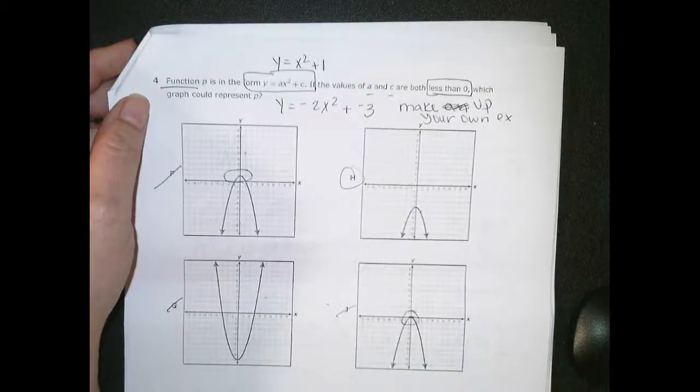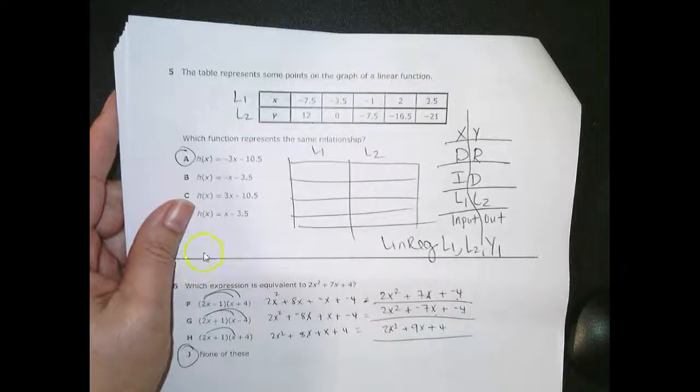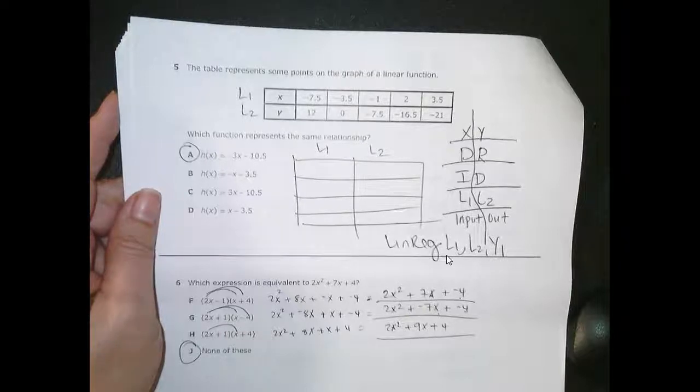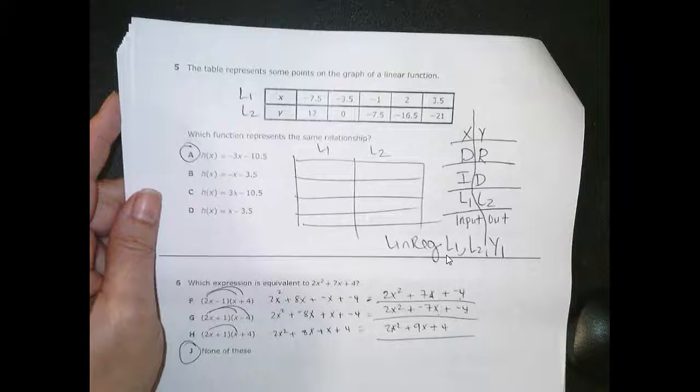One left. Question 5, there's a table there. It is linear because right there it says linear. So you put that in L1, you put that in L2, and you do LinReg, L1, L2, Y1. Don't forget the commas. If it doesn't work, then you need to look at your window and make sure your graph is showing. Zoom out works pretty good as well.